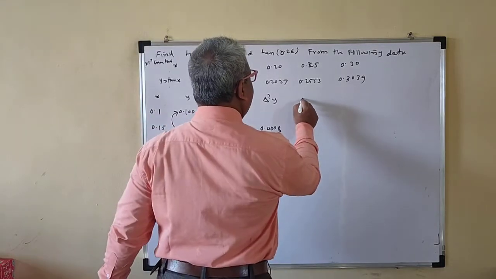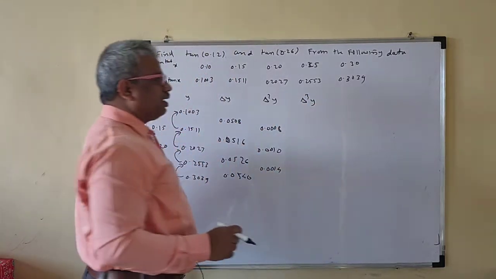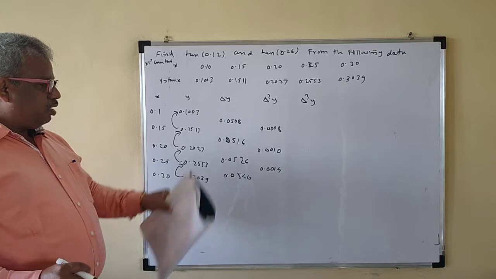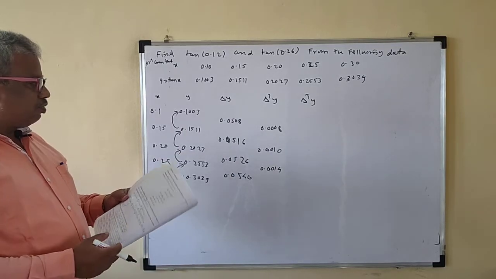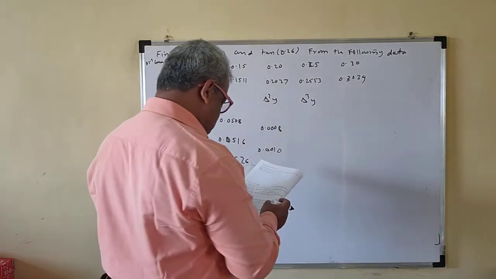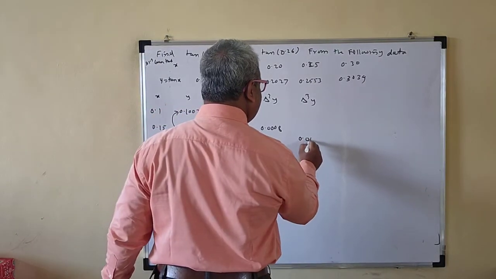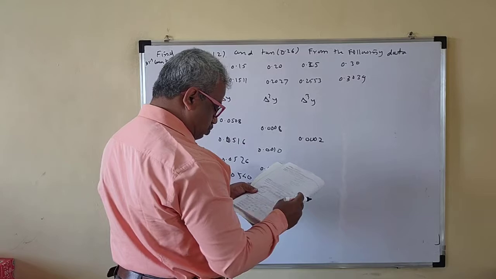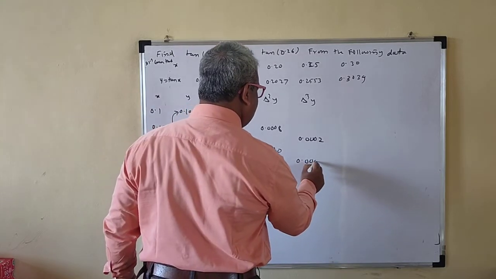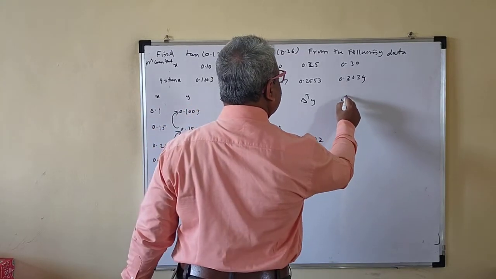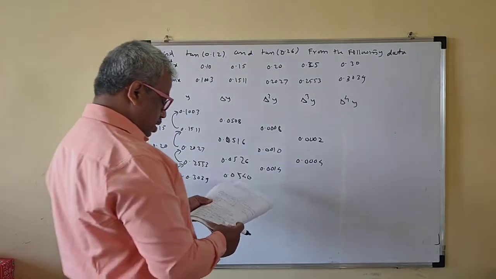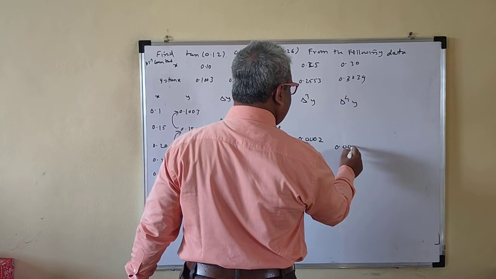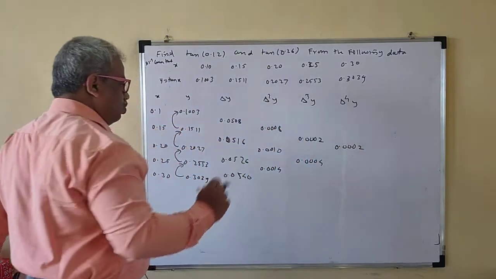Now del cube y. Don't just write it as it is; do the practice for this one. You can use a scientific calculator, a pocket calculator also. This minus this, then this value is 0.0002, and the next value is 0.0004, and del to the power 4 y is 0.0002.